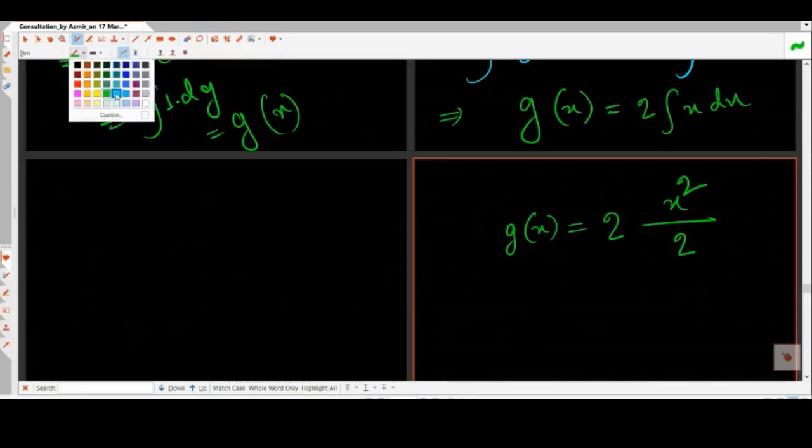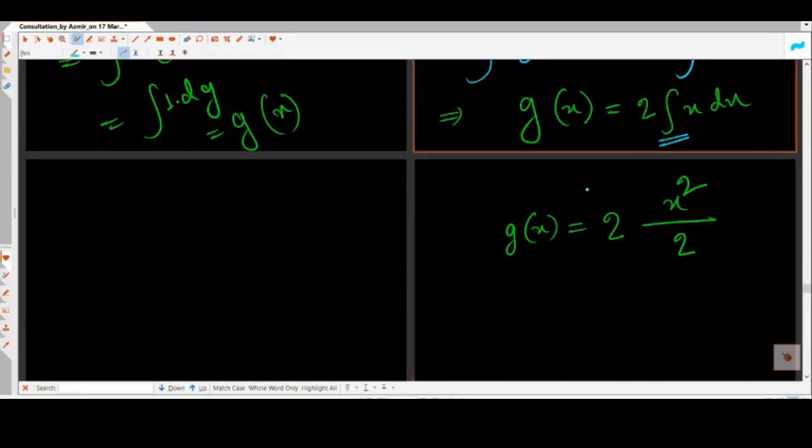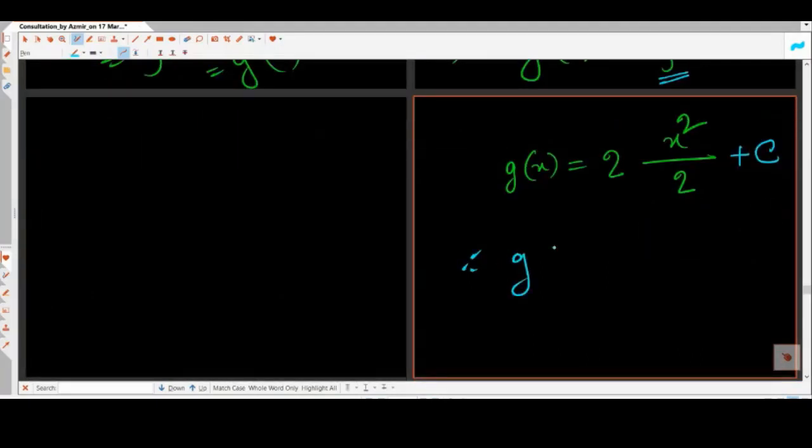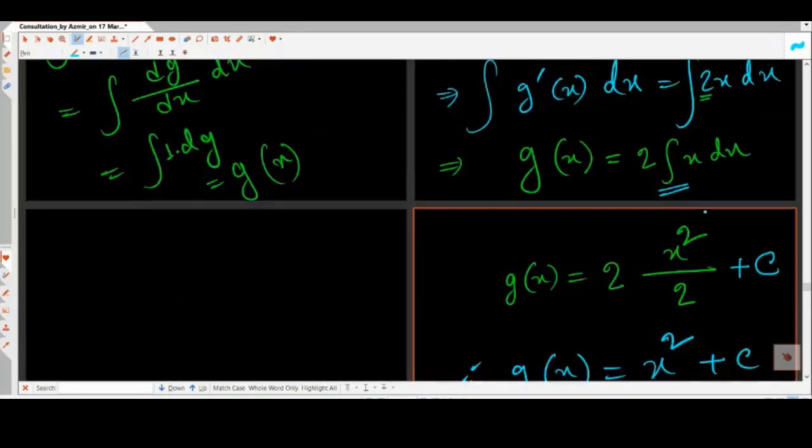Again, we have an indefinite integral. But remember, this time there will be only a constant. This is just a number. It is not a function. So here g of x equals 2, and the 2 can be simplified. So here we have x squared plus c.